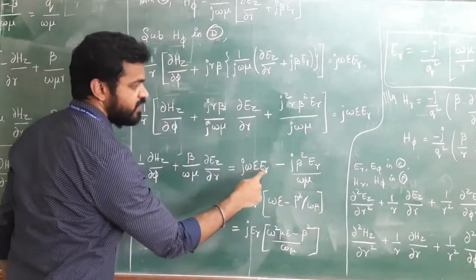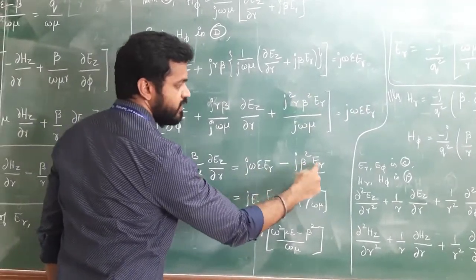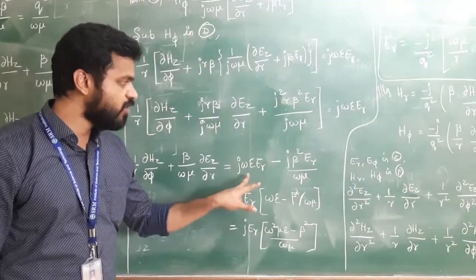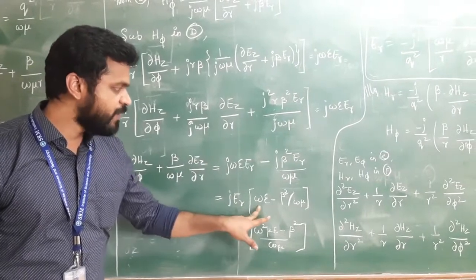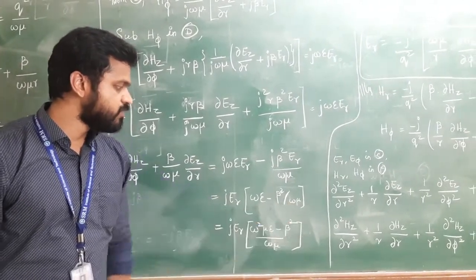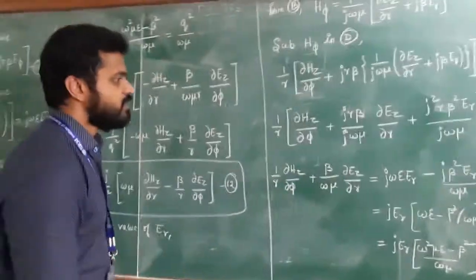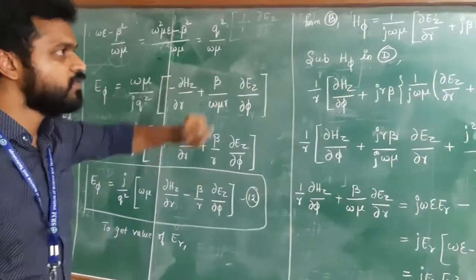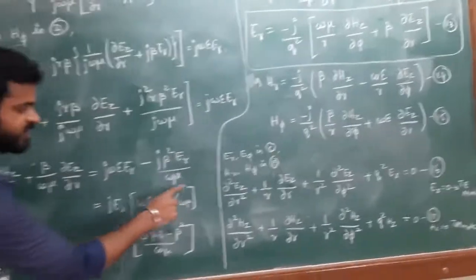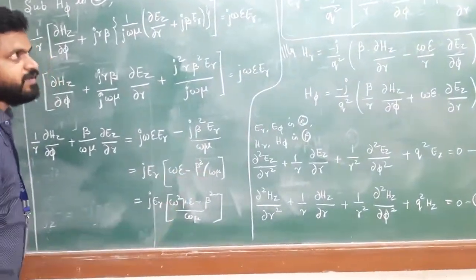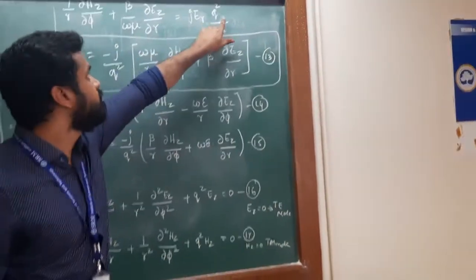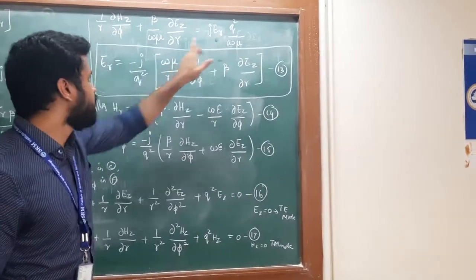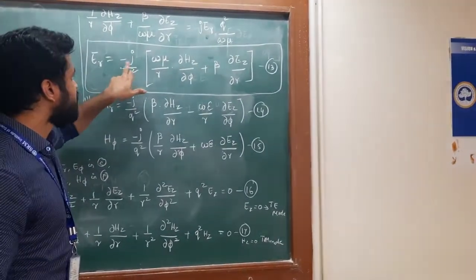So j omega epsilon Er minus j beta square Er by omega mu. After this, once again we will take the common components: j into Er, omega epsilon minus beta square by omega mu. From this we can see that omega epsilon minus beta square by omega mu is given by q square by omega mu, so we will replace it by q square by omega mu. From this I can segregate the value of Er separately. Er is equal to minus j by q square.